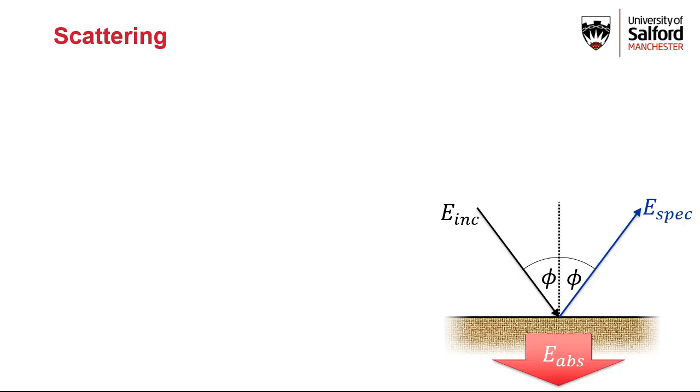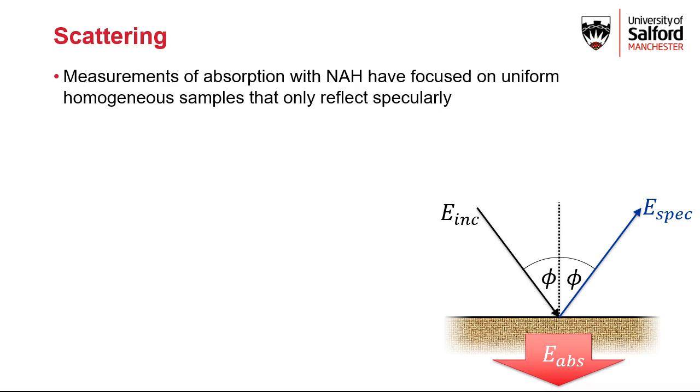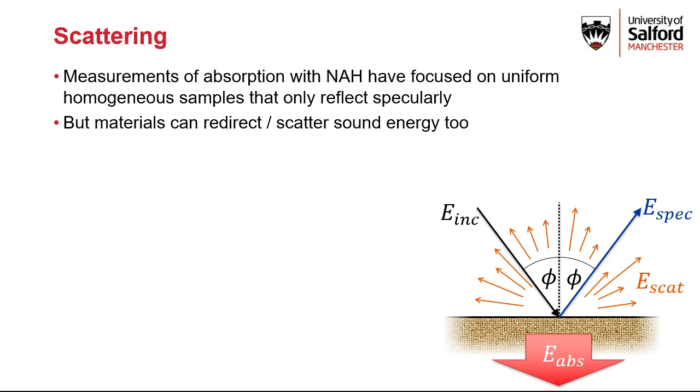Next, I just want to talk about scattering and how this is quantified. So measurements of absorption with near-field acoustic holography have so far focused entirely on uniform homogeneous samples that only reflect specularly. So you're just thinking about some energy coming in from a certain angle phi, you get a specular reflection going out at a mirror of that angle according to Snell's law, and then some of the energy that's not reflected specularly will have been the absorbed energy. But we have to acknowledge that materials can redirect or scatter sound too. And this can be very important with certain types of materials such as diffusers for concert halls or audience seating. There's a lot of applications where this is really important.